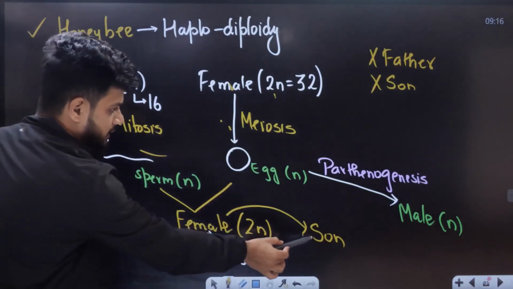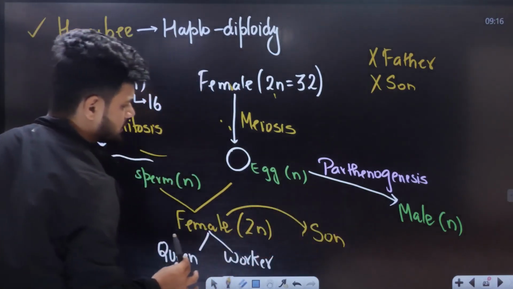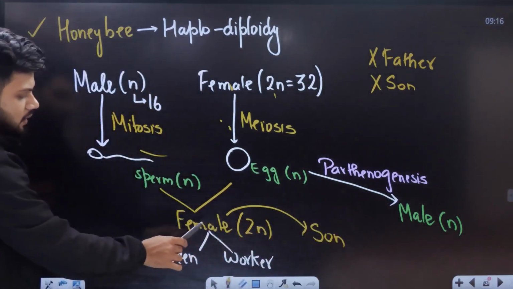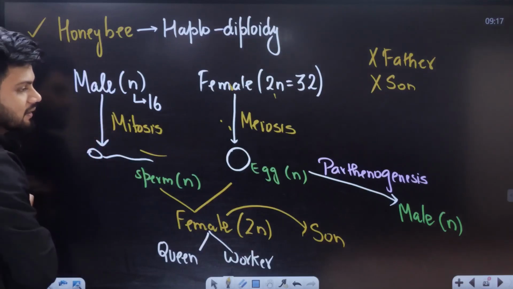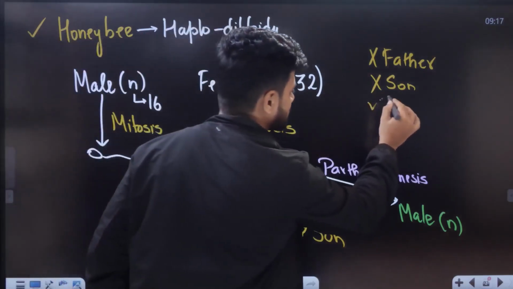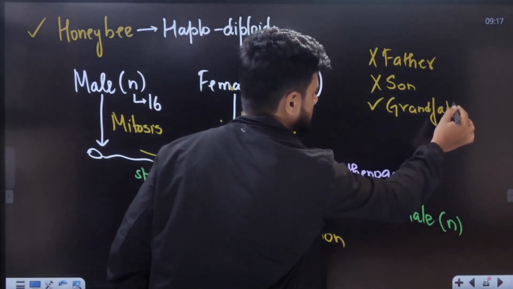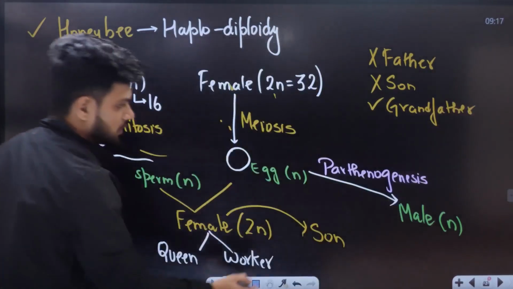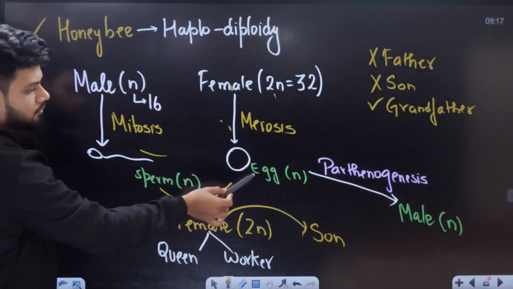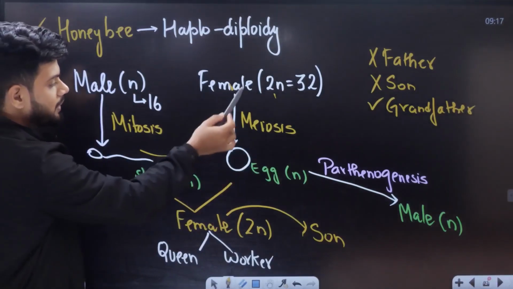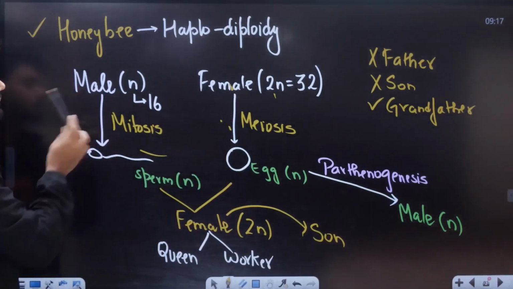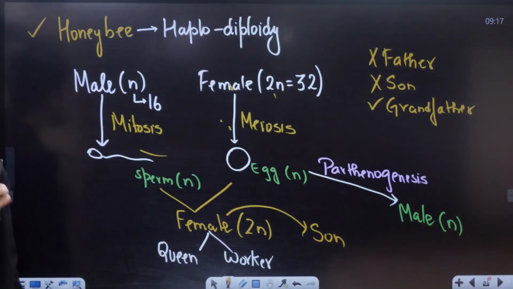Now this son right here, same male or the son here, doesn't have a father, but it has a grandfather. Okay, has a grandfather. You can have a grandfather. Not really. The male has no father. But if this female has to be born, it has to be born from a male only. So it can have a grandfather.